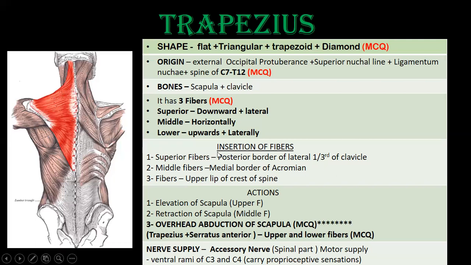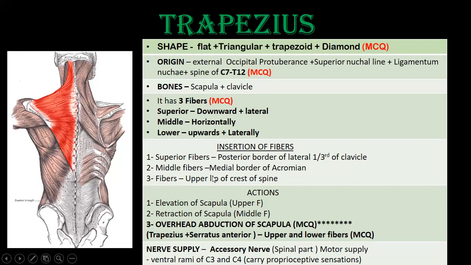Now, when we talk about their insertion, just remember only 2 bones we have to talk about, the scapula and the clavicle. First, the superior fibers go to the clavicle. Where in the clavicle? The lateral 1/3. As we already know, the clavicle is divided into 2 parts, medial 2/3 and lateral 1/3. We are talking about the posterior portion, so we mention here the posterior border of the lateral 1/3 of the clavicle.